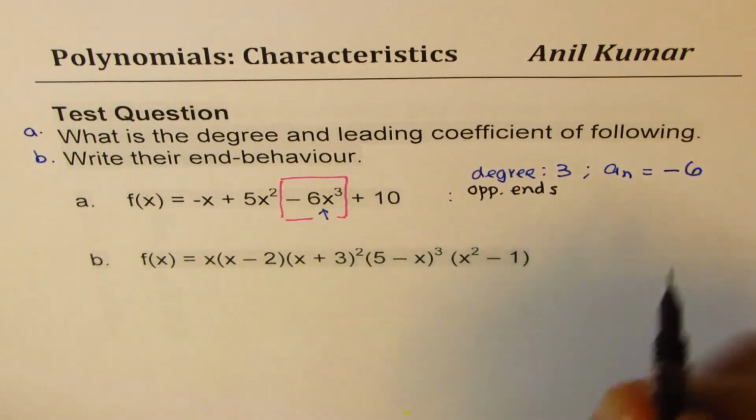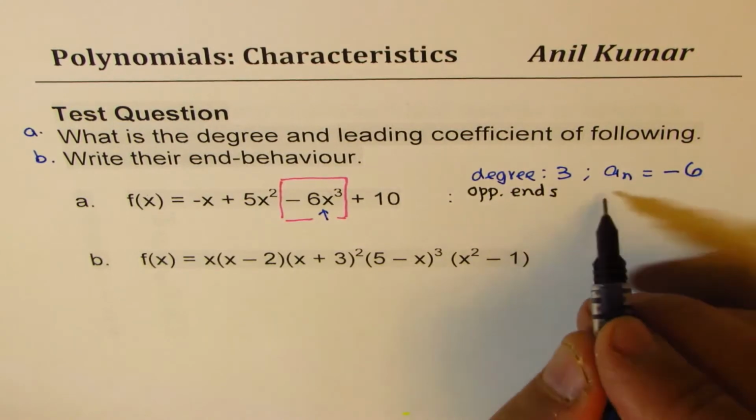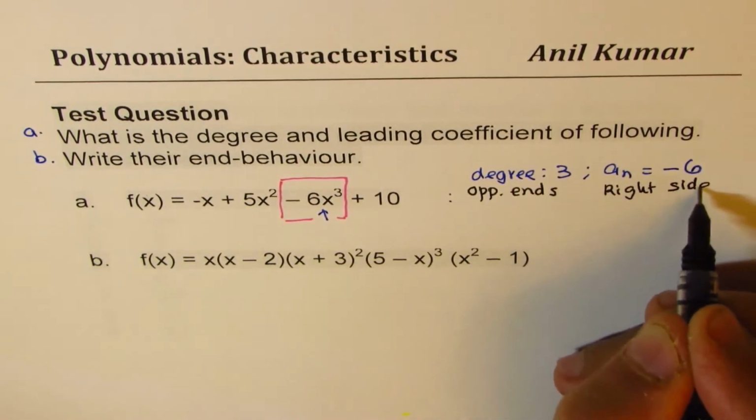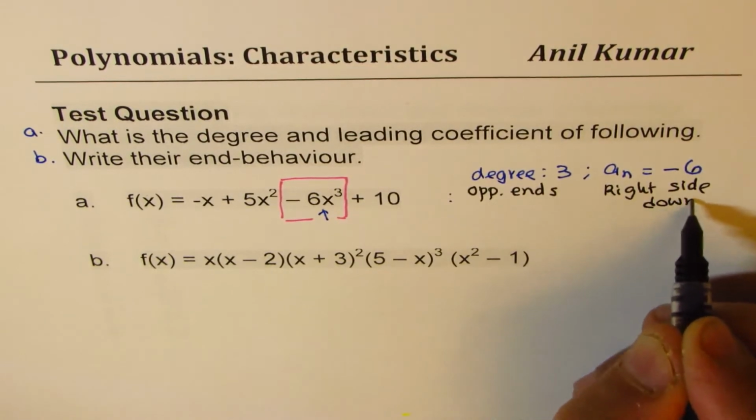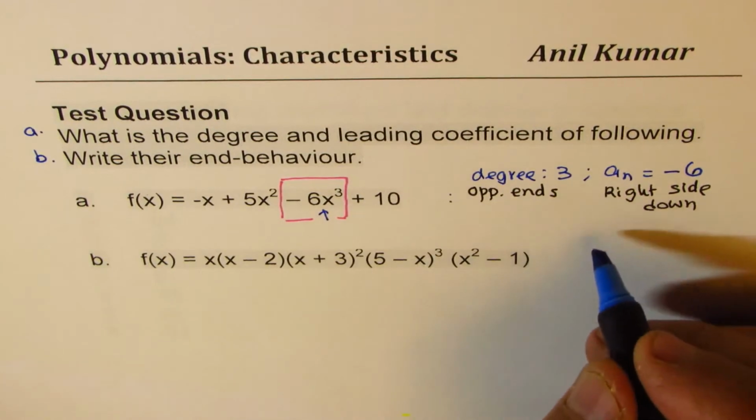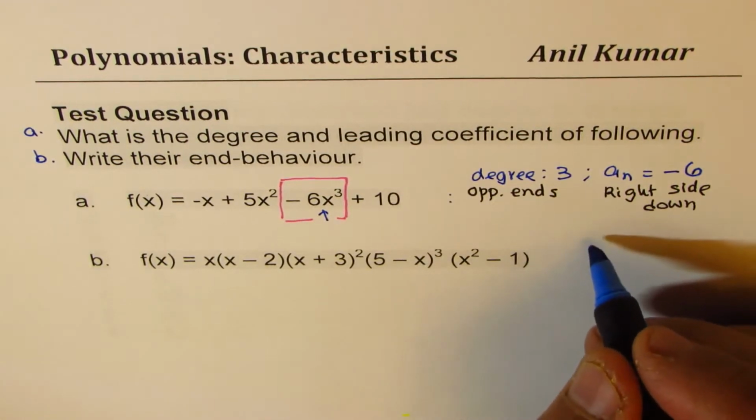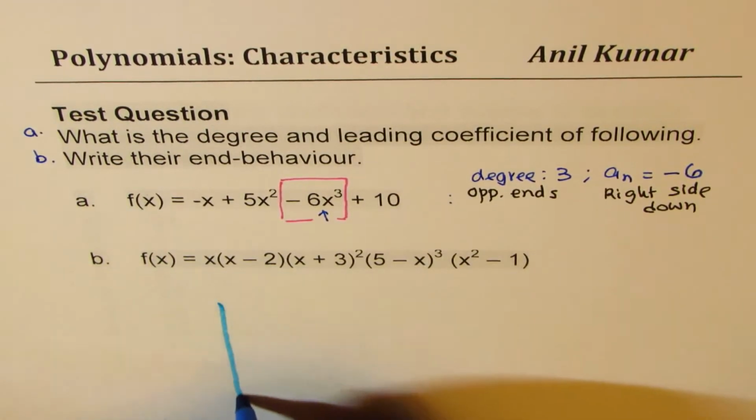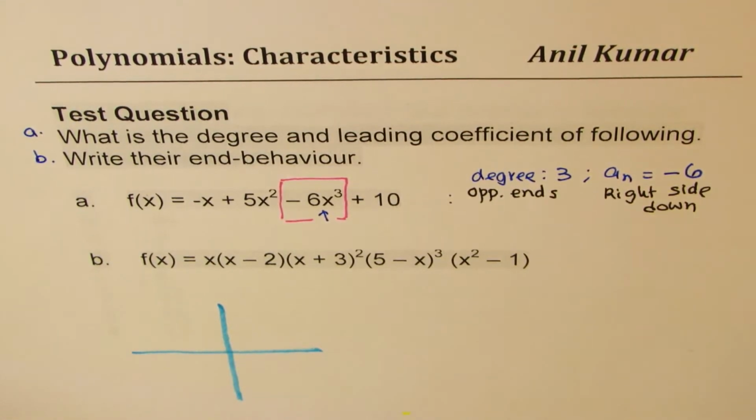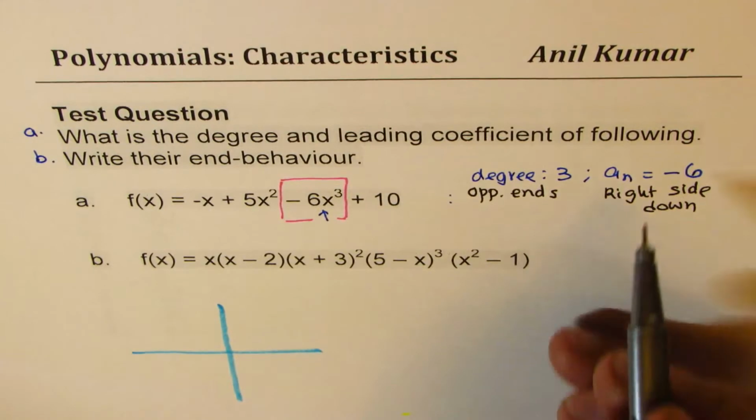Is it okay? And leading coefficient negative means right side down. Right side is down. Do you understand what I mean here? So let me use this space. Let's say A here. We'll sketch A here. We'll not sketch the whole graph, we cannot without factoring. However, we can describe it.